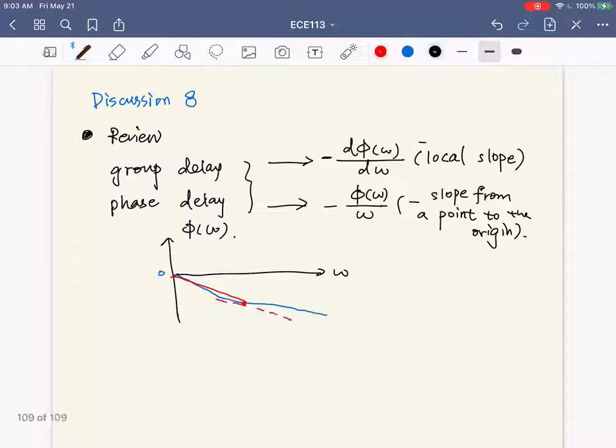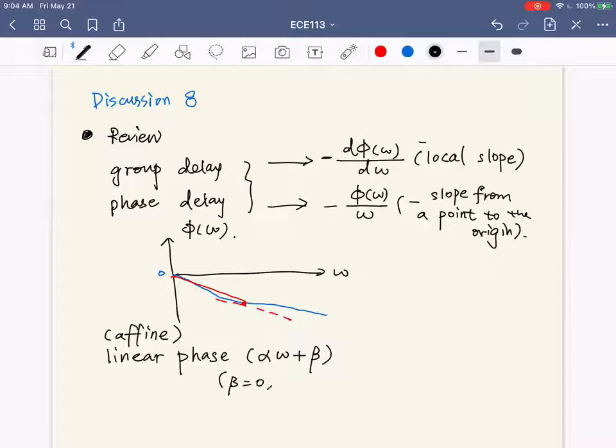Cool. So based on these two concepts, we introduced linear phase. To be more general, we can say it is an affine phase. So it should be in the form of alpha omega plus beta, where alpha and beta are constants. If beta equals 0, we only have alpha omega left, and it is sometimes written as omega d, where d is a delay. Now the concepts become consistent.